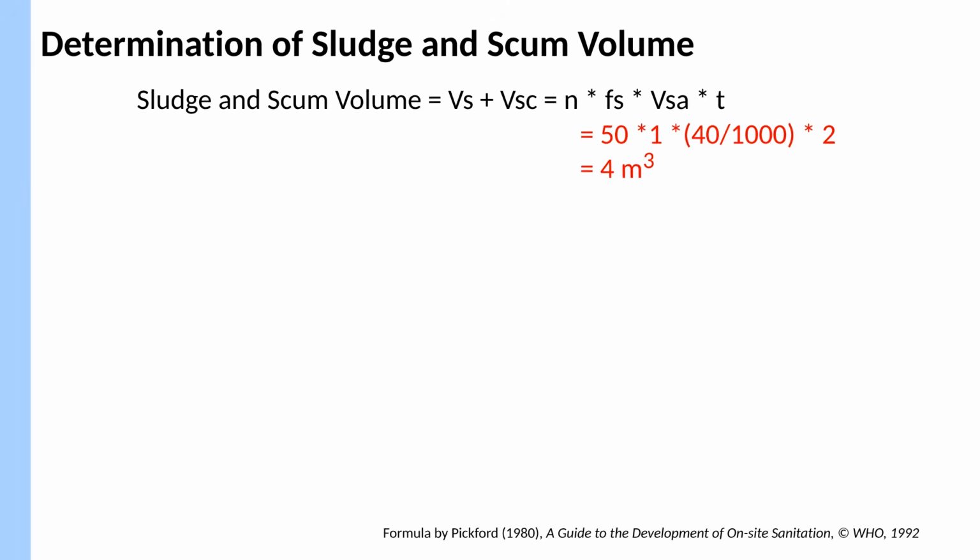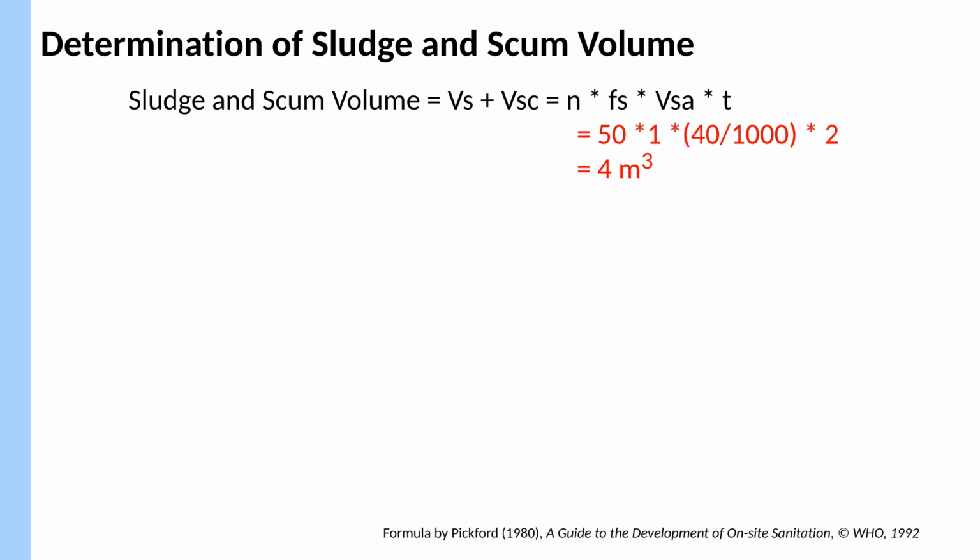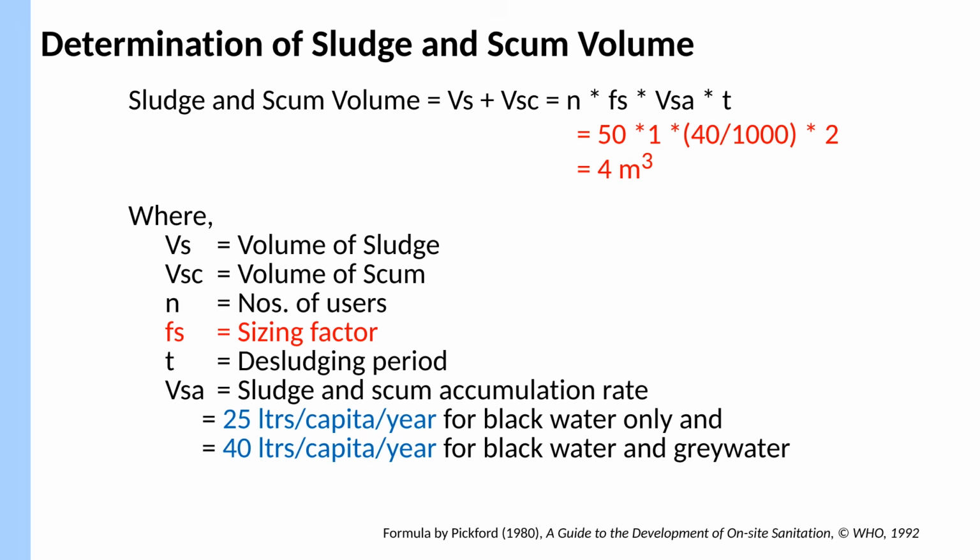We also need adequate space for sludge and scum accumulation till it is emptied. The calculation considers the number of users, the sizing factor, the accumulation rate, and the dislodging period. The sludge and scum accumulation rate is 25 liters per person per year for black water only, and 40 liters for both black water and grey water. Here, the volume of sludge and scum is 4 cubic meters, as we take the sludge and scum accumulation rate as 40 liters per person per year.